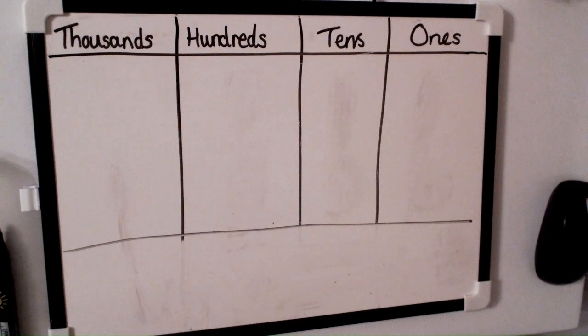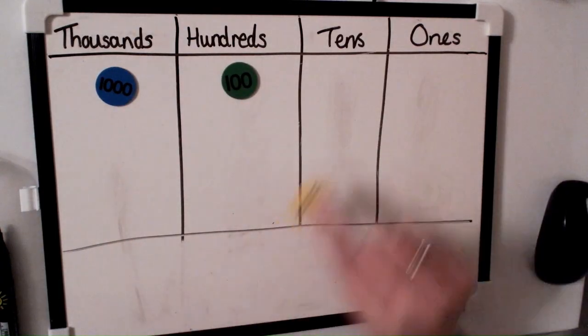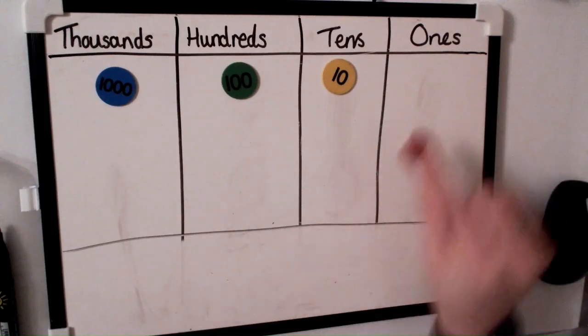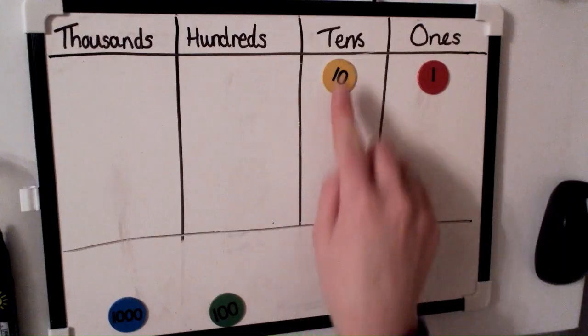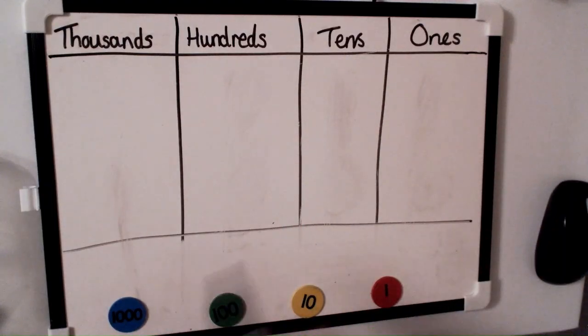So we're going to start with just talking about place value. So here we have a place value chart with the headings thousands, hundreds, tens and ones. And whatever is in each column represents the value of each digit. For example, 56 has 5 tens, which is 50, and 6 ones.